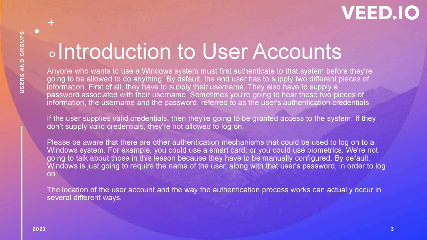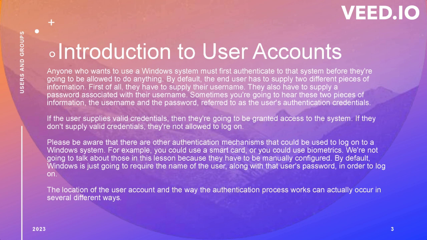Let's begin by talking about user accounts. Anyone who wants to use a Windows system must first authenticate to that system before they're going to be allowed to do anything. By default, the end user has to supply two different pieces of information. First of all, they have to supply their username. They also have to supply a password associated with their username. Sometimes you're going to hear these two pieces of information, the username and the password, referred to as the user's authentication credentials. If the user supplies valid credentials, then they're going to be granted access to the system. If they don't supply valid credentials, they're not allowed to log on.